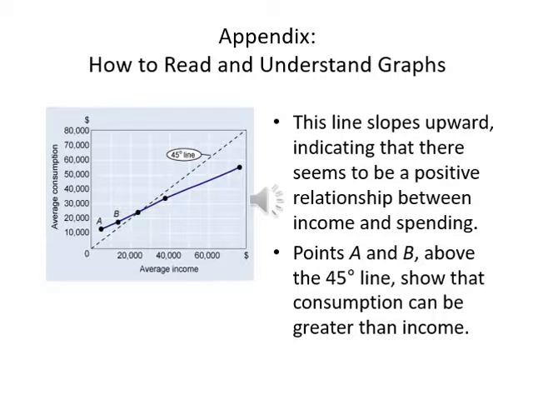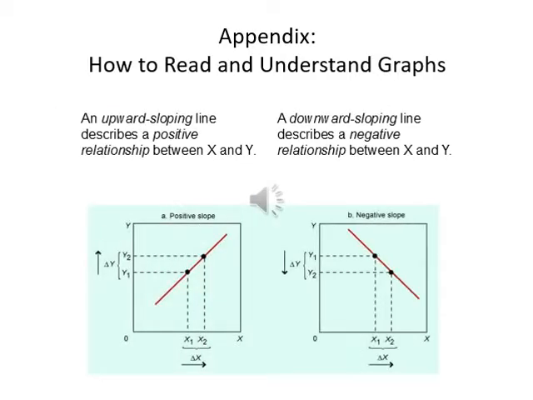An upward sloping line describes a positive relationship between x and y. A downward sloping line describes a negative relationship between x and y.